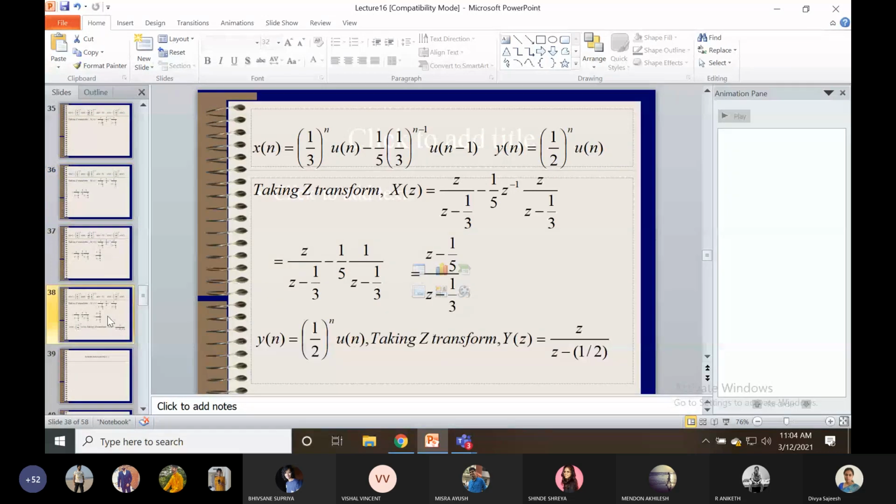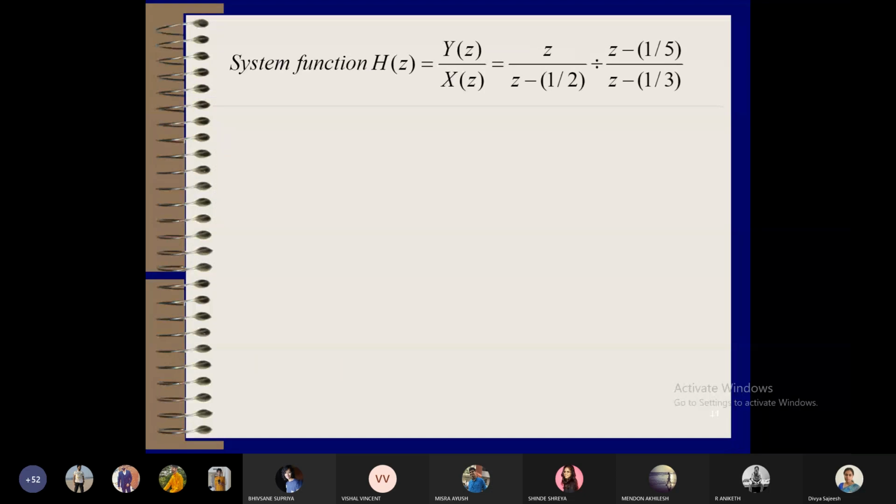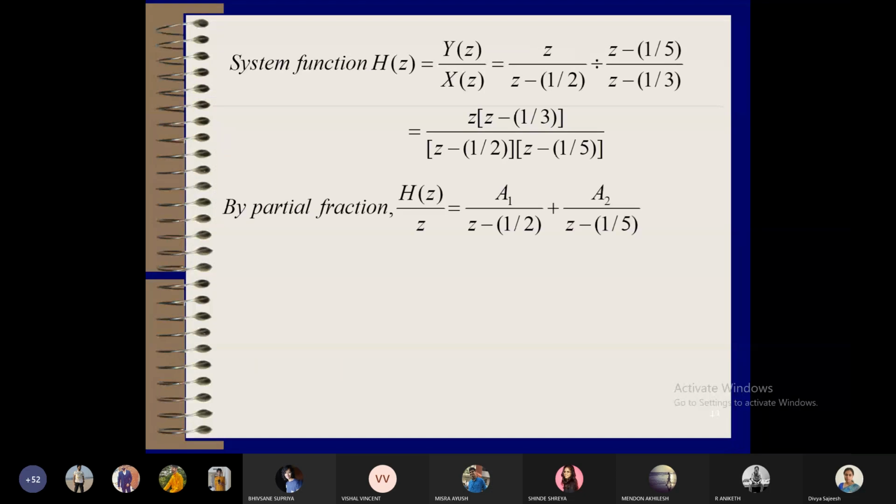So how will you obtain h(n) from H(z)? By taking the inverse. So H(z) is there. To get the inverse, first you have to do the partial fraction. You have to separate it. So taking z to the left hand side, you can write H(z) by z equal to A1 by denominator plus B1 by denominator. Now obtain A1 as 5 by 9, A2 as 4 by 9.